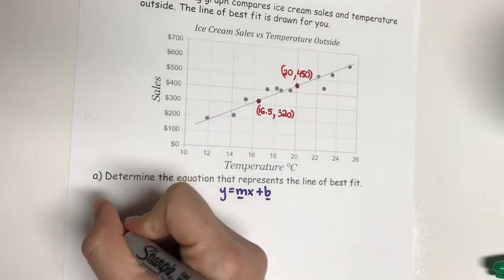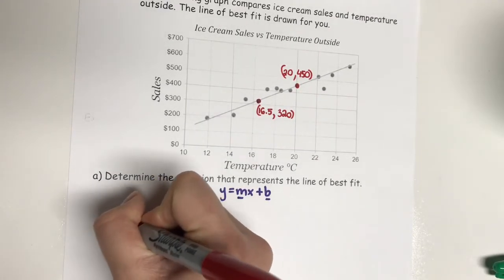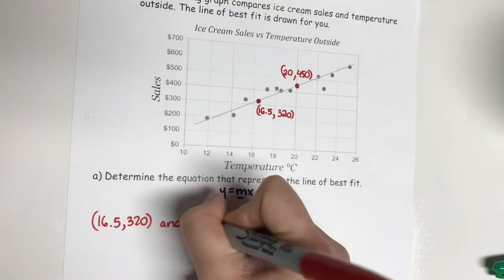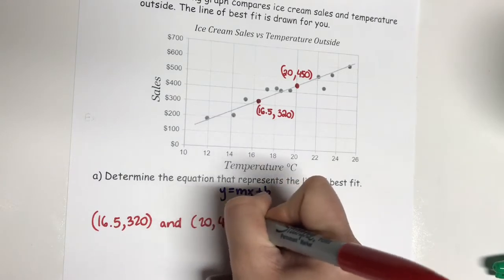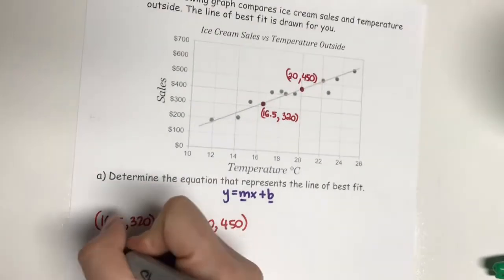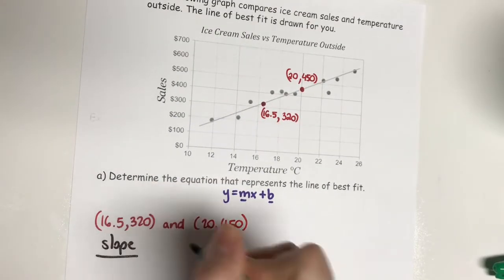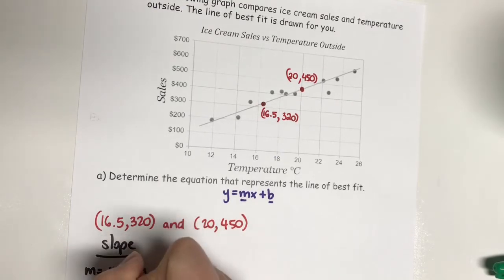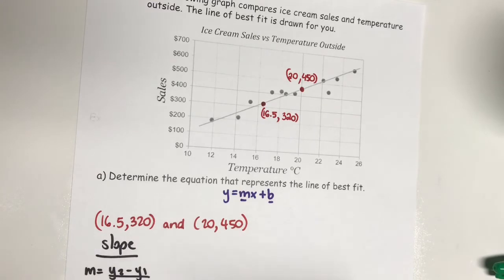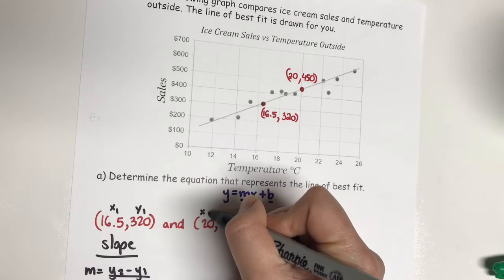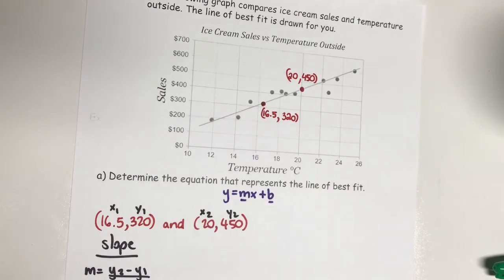Okay, so I'm going to write them down here. They are 16.5, 320, and 20, 450. So in order to find the equation of a line, I need to first find the slope. And in order to find slope, I'm going to use the formula y2 minus y1 over x2 minus x1. And I'll label this as my first point, x1, y1, and this is going to be my second point, x2, y2. I'm going to substitute these known values into the equation.